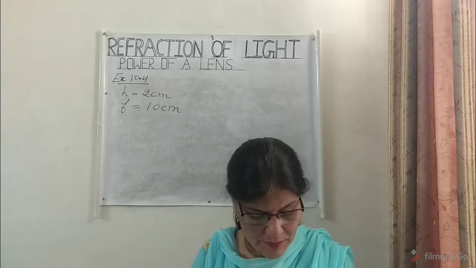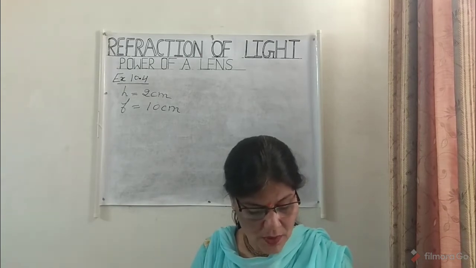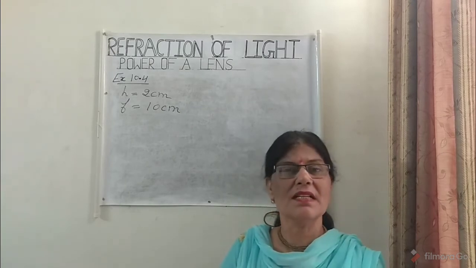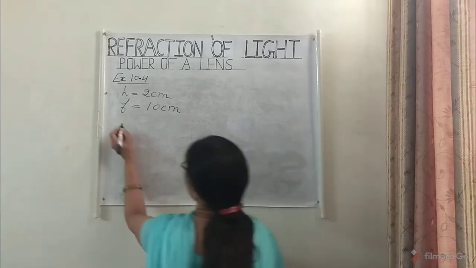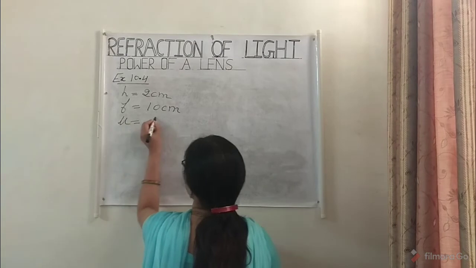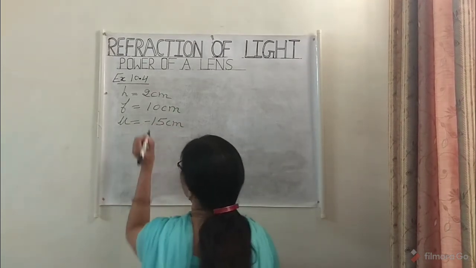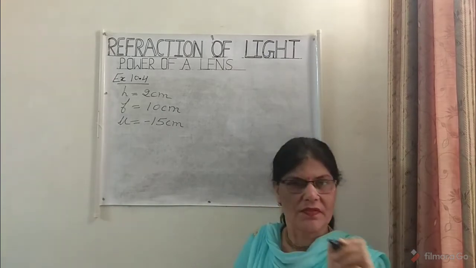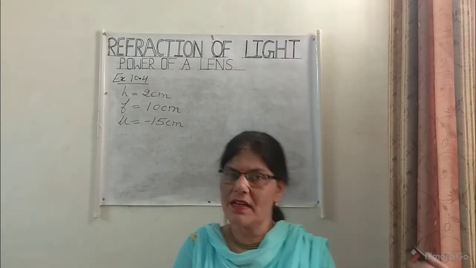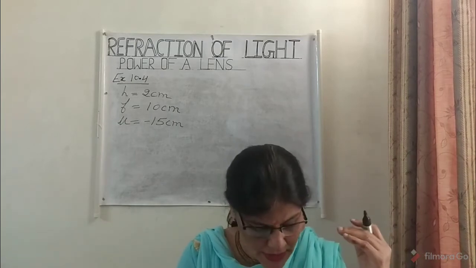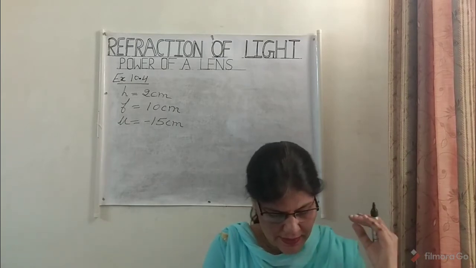Another thing is the distance of the object from the lens is 15 centimeter. This is U, the distance of the object. This is 15 centimeter. And we know that U is always negative. So we have taken the negative side. U is always negative. So this is given to us. What else is given? Nothing.